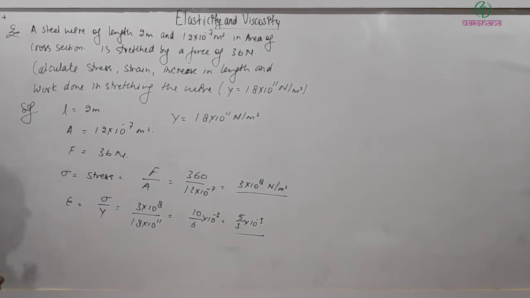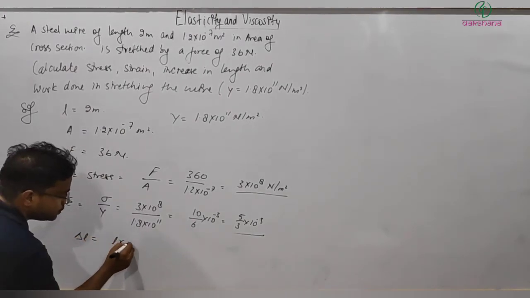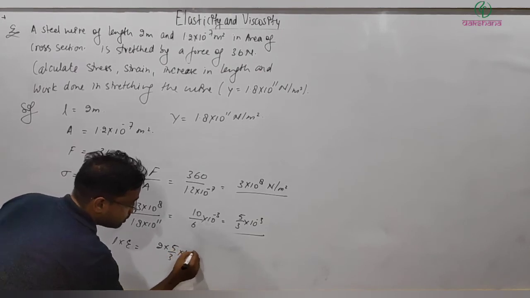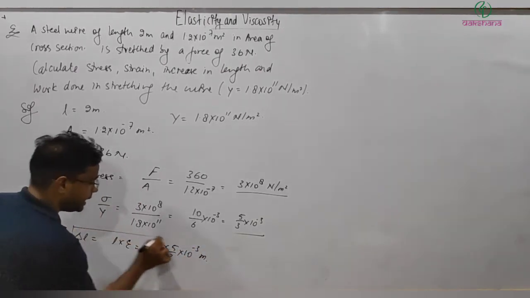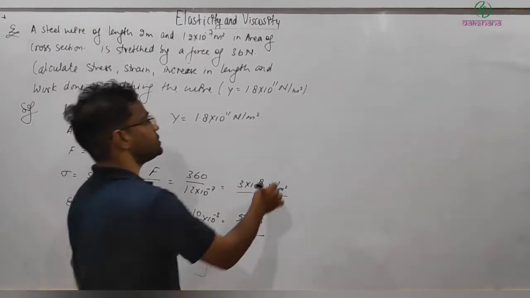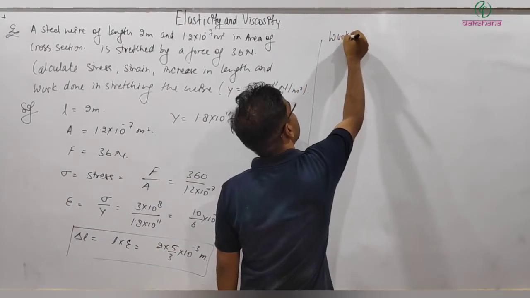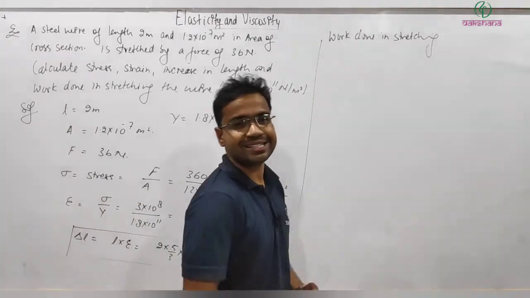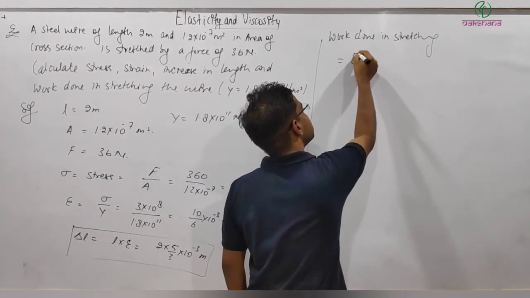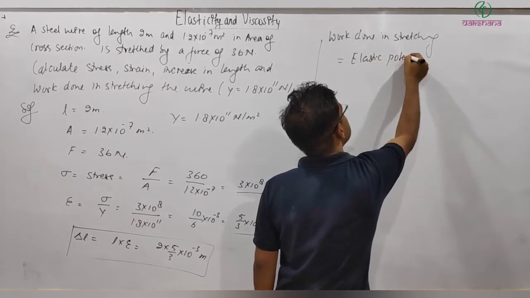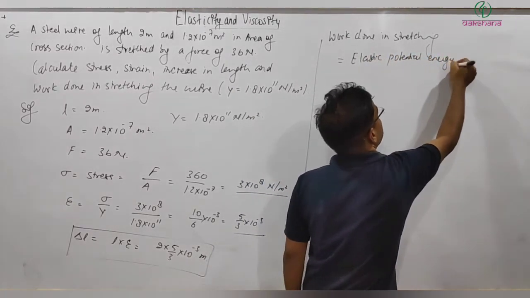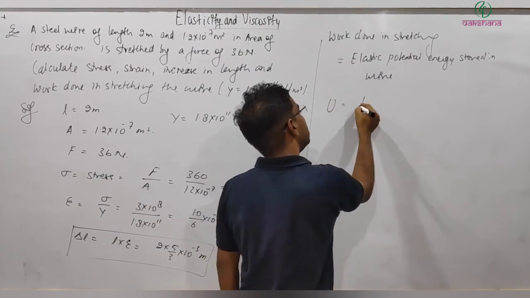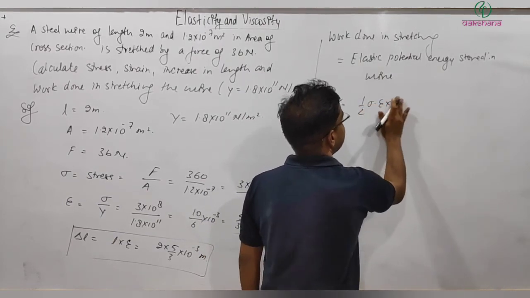Next it's asking increase in length. So delta L is equal to L into strain. That comes out to be 2 multiplied by 5 by 3 into 10⁻³ meter. This is the delta L, change in length. Work done in stretching is basically asking the energy stored, because work done is equal to elastic potential energy stored in the wire. So that we know already. This is equal to 1 by 2 sigma into epsilon into volume, that is equal to area into length.